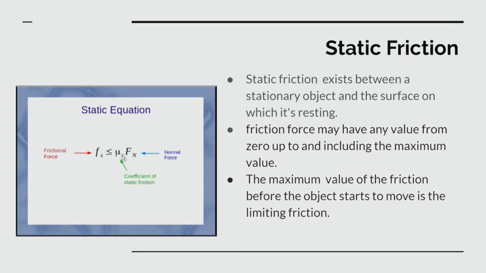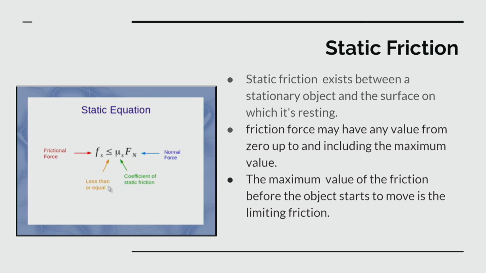This is our coefficient of static friction, and that's the Greek symbol mu. And because it's static friction, it has the subscript of an s. We've got another video for talking more about that coefficient. The last thing I want to point out about this equation is that the symbol in the middle here is not an equal sign, but a less than or equal sign. So we want to explain that.